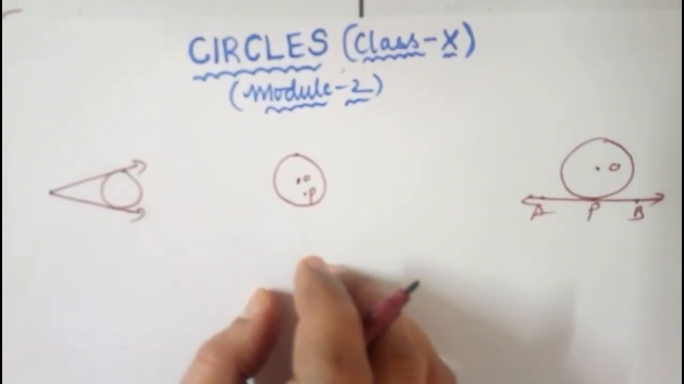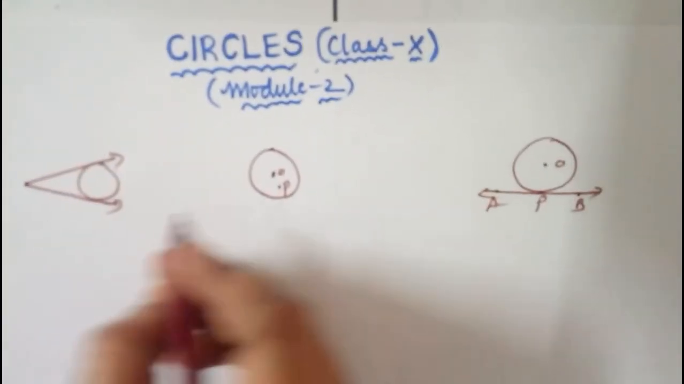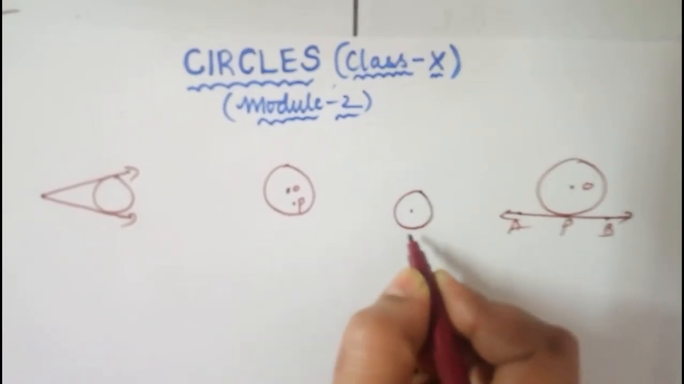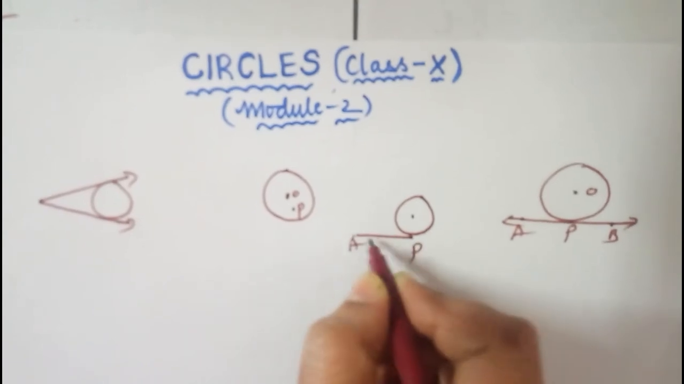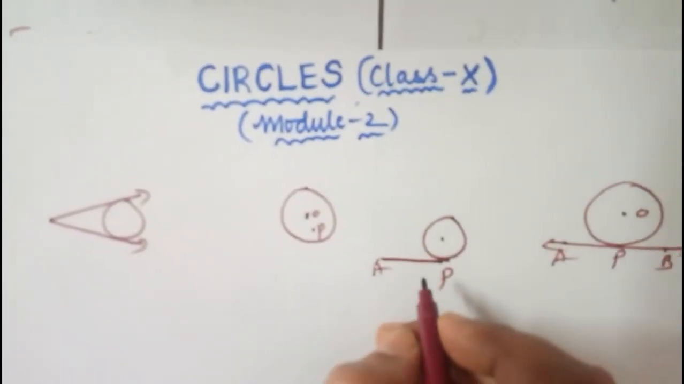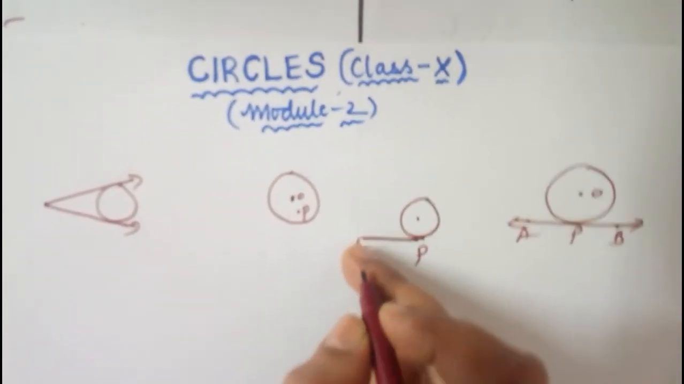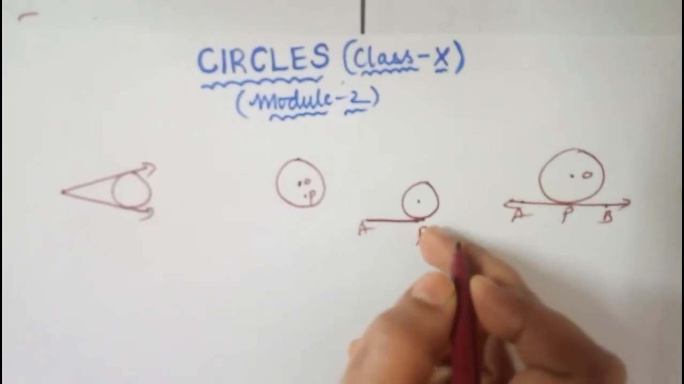Now what is the length of the tangent? Here AP is the tangent. The length of the tangent is the length of the segment of the tangent from the external point A to the point of contact P.